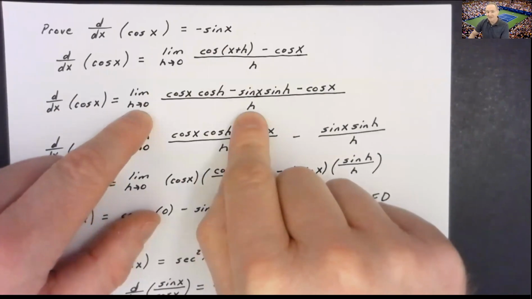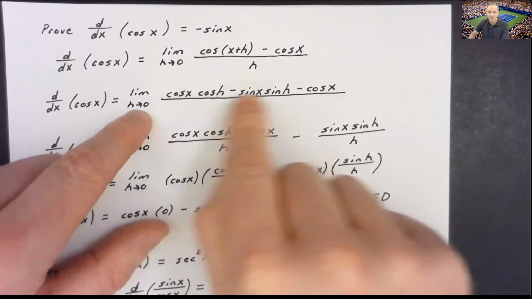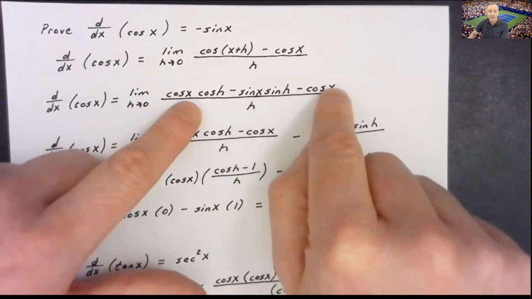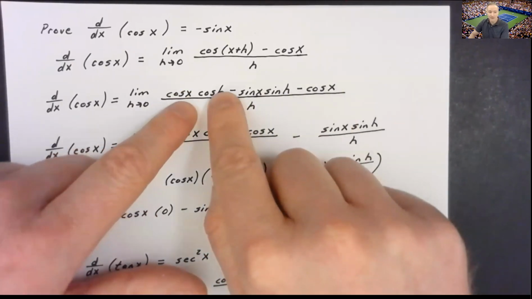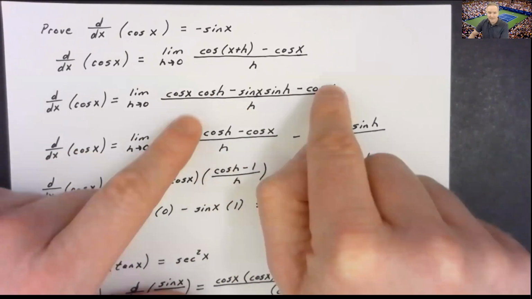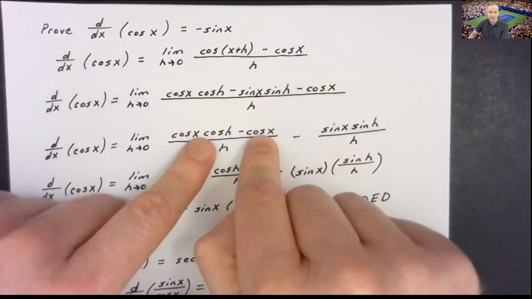Now, I want you to see the similarity of the sine proof with the cosine proof. Once I use the trig identity to expand the cosine of x plus h, what's my next step? I'm going to gather the terms of cosine x together. And this time I went ahead and separated them at the same time. So I said the first and last term can be put here, the cosine x cosine h minus cosine x, all over h.